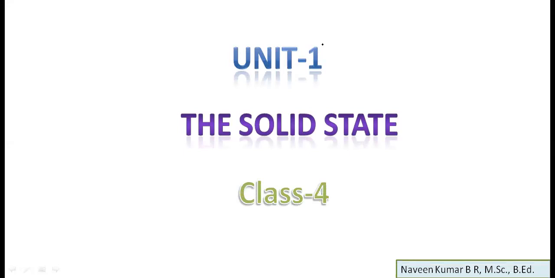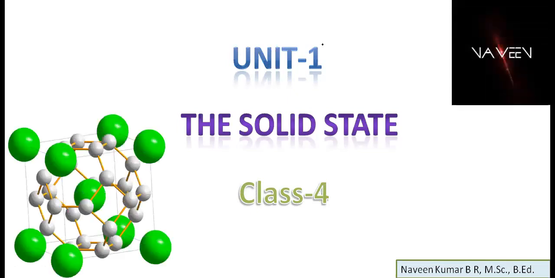Previously, we have discussed the seven crystal systems, that is cubic, tetragonal, orthorhombic, monoclinic, hexagonal, rhombohedral, and triclinic, with the possible variations as primitive and centered unit cells, their edge lengths and axial angles, so we discussed that in the last class.